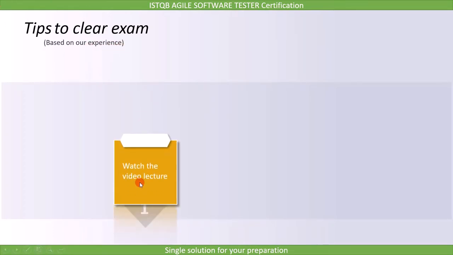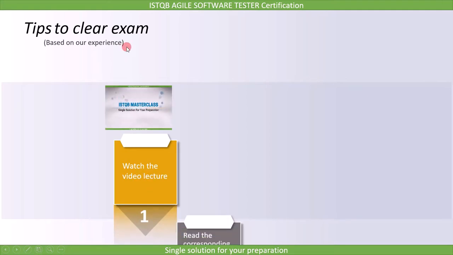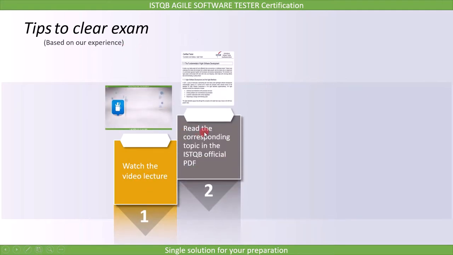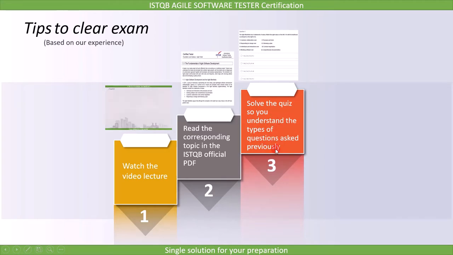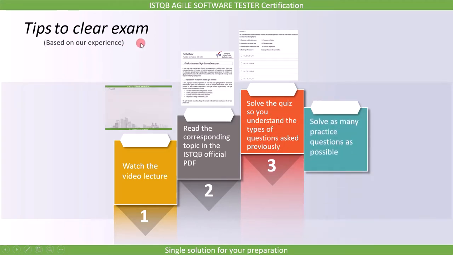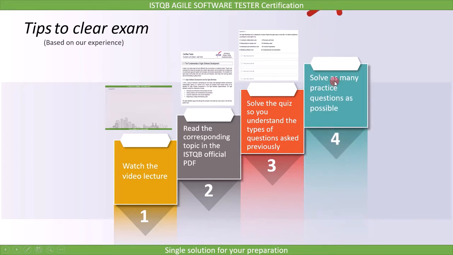Step 1. Watch the video lecture. Step 2. Read the corresponding topic in the ISTQB official PDF. Step 3. Solve the quiz so you understand the types of questions asked previously. Step 4. If the topic is of type K3, solve as many practice questions as possible. We have provided many such questions in our course.